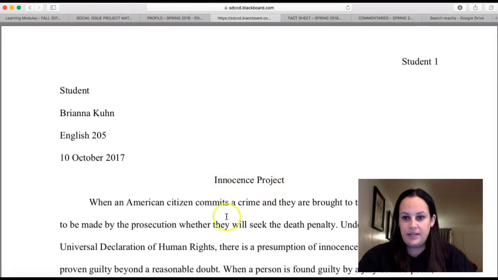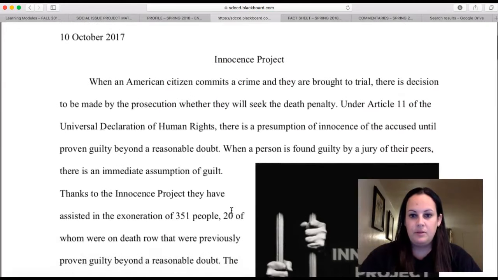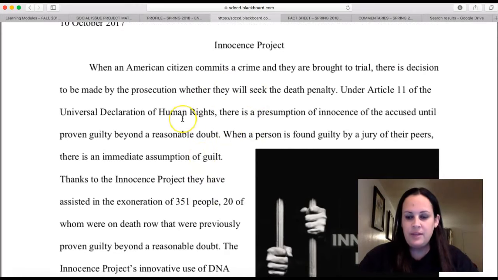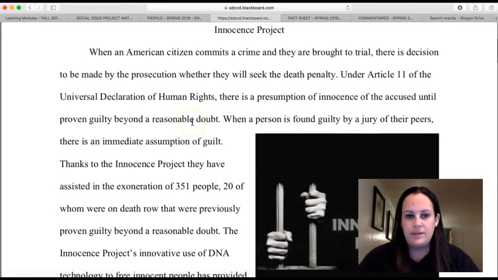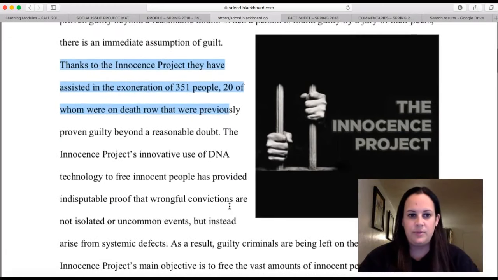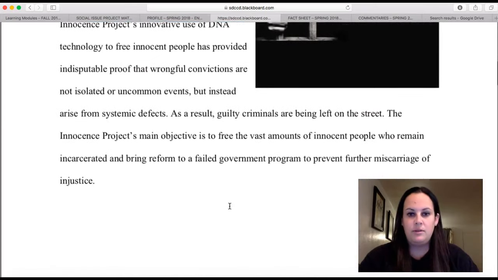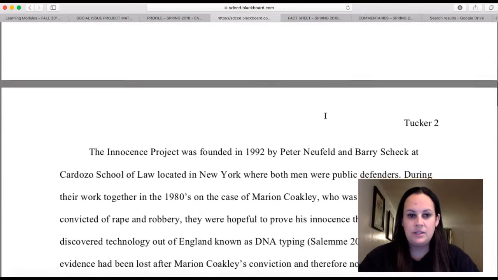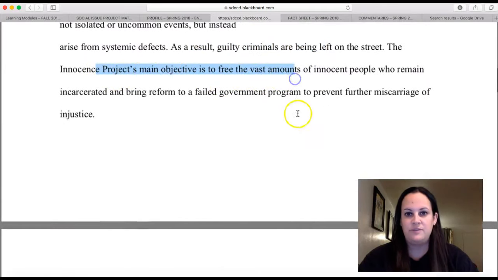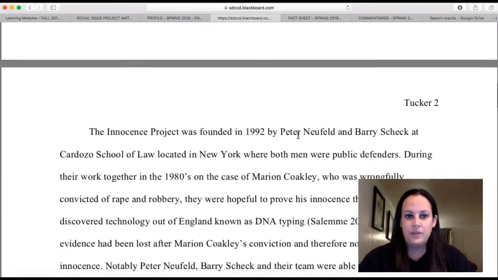See the title here, Innocence Project. This is a visual that she chose to use. So everything in this paper is going to talk about the Innocence Project. Thanks to the Innocence Project, they have assisted in the exoneration of 351 people, 20 of whom are on death row. As a result, guilty criminals are being left on the street. This is a different point that she makes. The Innocence Project's main objective is to free the vast amounts of innocent people.